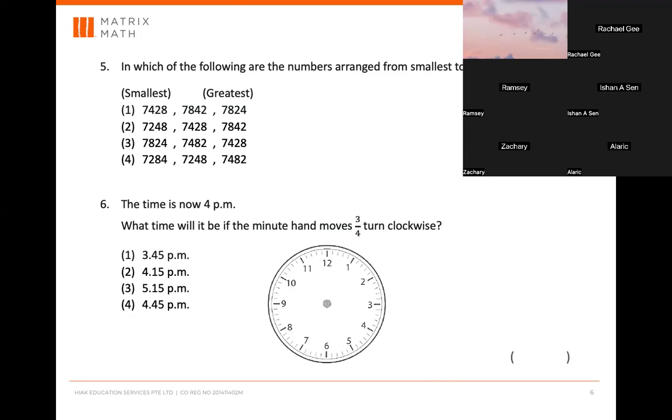Okay, so it will be number 2 here. That is from the smallest to the greatest. Okay, so students, you need to be careful. Run through every option, okay, and see which one is the smallest to greatest. So in this case, you see, this is wrong because 7,842, okay, it's actually bigger than 7,824.